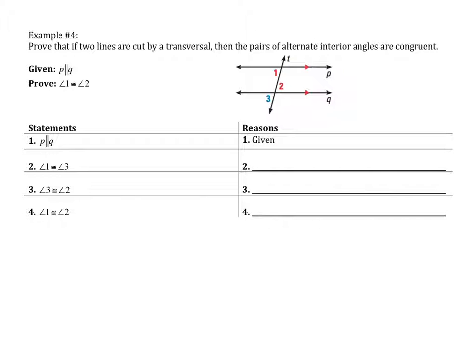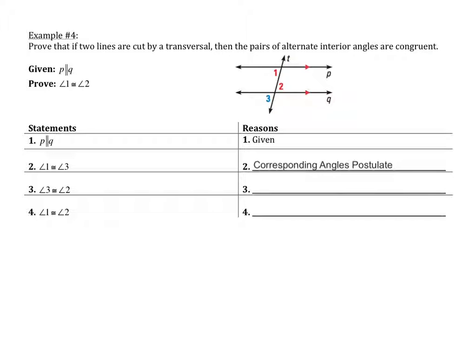So the first step in the proof is P is parallel to Q. We were given that. Next, angle 1 is congruent to angle 3. How do we know that? If you look at angle 1 and angle 3, they are corresponding angles. Therefore, by the corresponding angle postulate, we would know that angle 1 is congruent to angle 3.